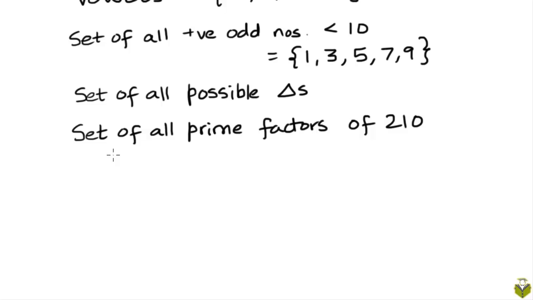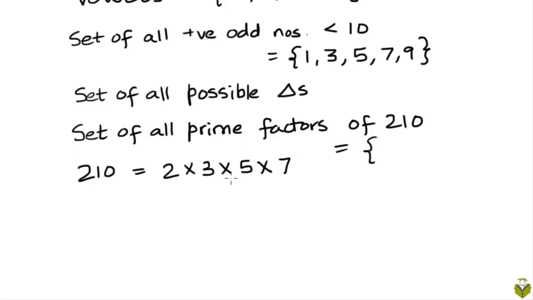You could define a set of all prime factors of 210. So 210 can be written as the product of 2, 3, 5 and 7 when you factorize it. And these are all prime factors of 210. So this set of all prime factors of 210 would have the 4 numbers 2, 3, 5 and 7.